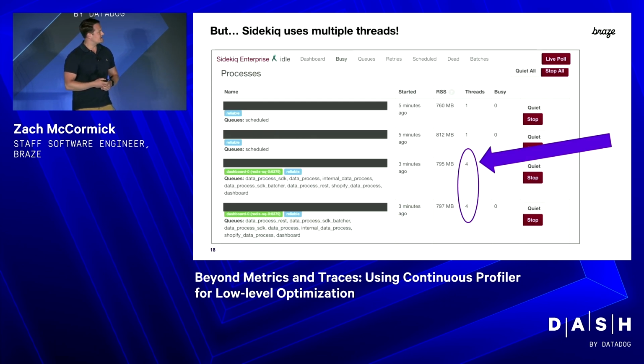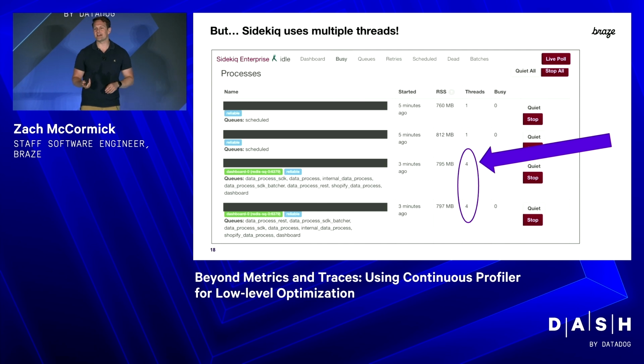But Sidekick uses multiple threads. So if your process gets killed, you've got 4 different options for what might have caused it to die. So that really muddies up your data, and it makes it very difficult to understand, unless it's something absolutely egregious, which one of your jobs is the one that has the problem that you should investigate.